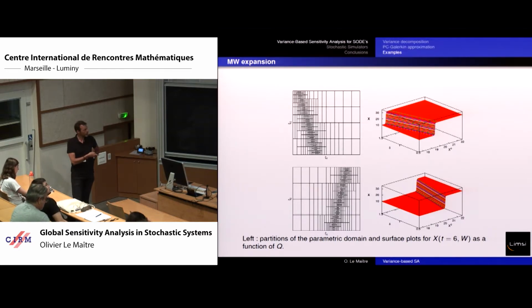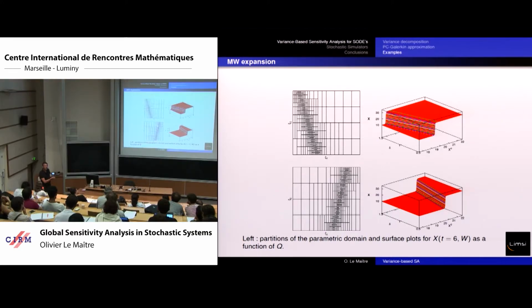So this is just to illustrate. Here you have the mesh of the parametric space, and we have here, I think, the initial condition and the noise magnitude in the other direction. And what is represented here is the size of the elements over which we have a polynomial approximation.